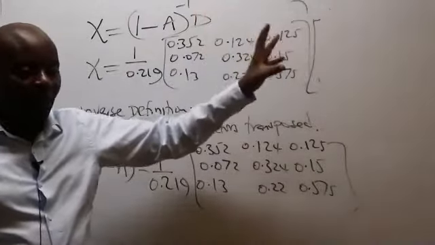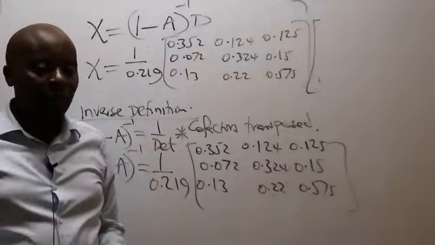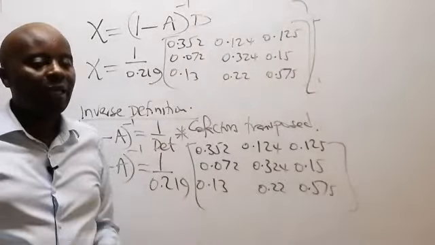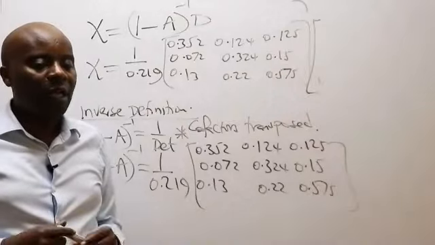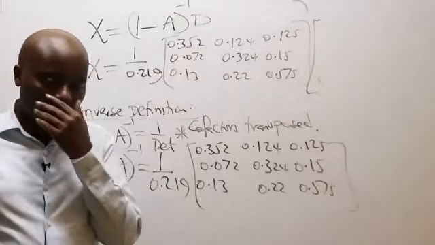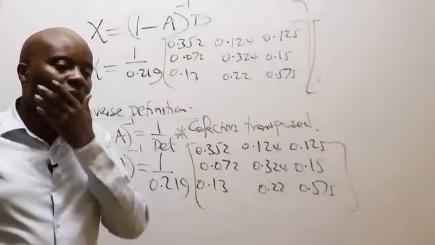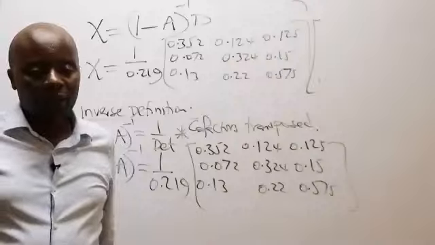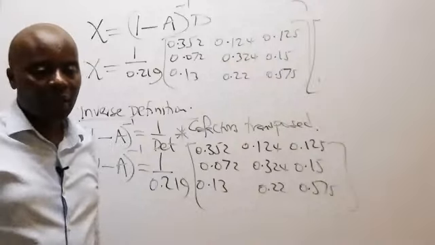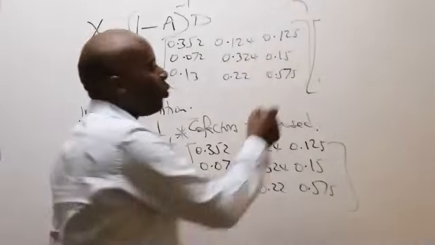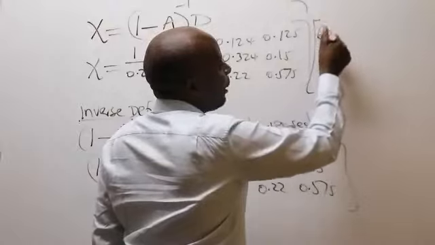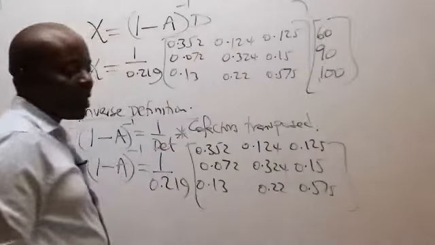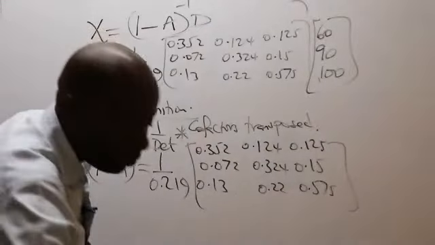The final demand, we call it the final demand. So matrix D, is there somebody who has those figures who can remind us very fast the figures we put down? Thank you very much. 60, 90, 100. But remember, they have to be captured in the form of a column.